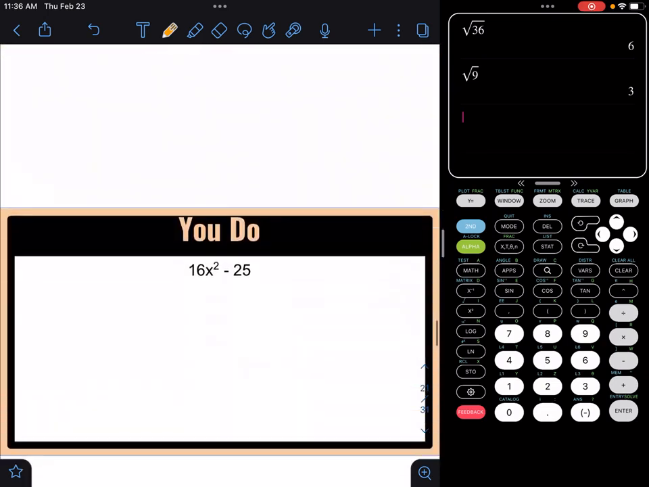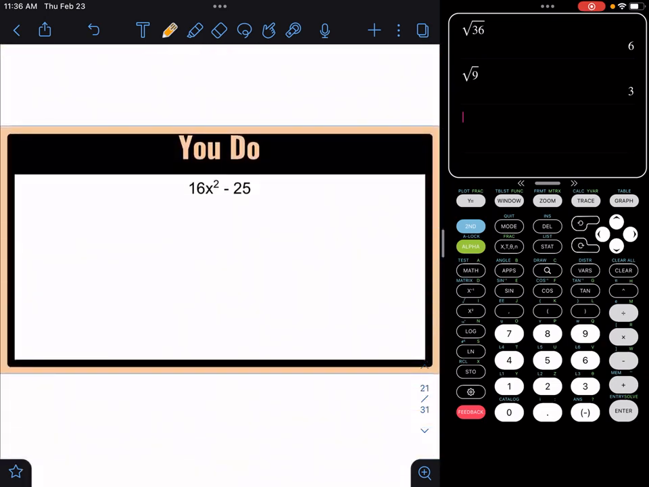So now I want you all to pause the video and try this one. First, you have to ask yourself, is this a difference of perfect squares? Well, let's see. Are those both perfect squares? 16 is a perfect square. 25 is a perfect square. But I also want to first make sure there's no GCF I could take out.